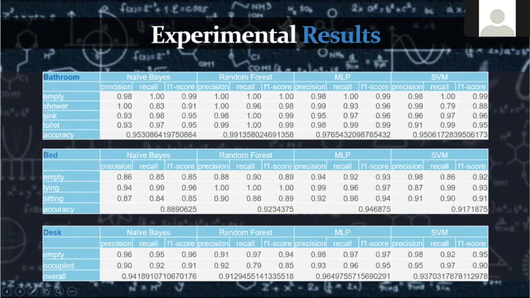For the desk case, since there were only 2 classes, all the classifiers usually yield a high accuracy score over 90%. However, because the training samples of the occupied class are fewer than the empty class, classifiers tend to classify the occupied state as the empty state. Overall, in all the cases, the MLP performs the best and is also the one used by our system.